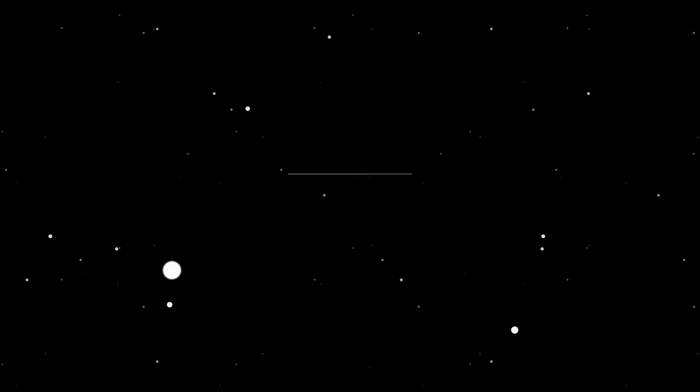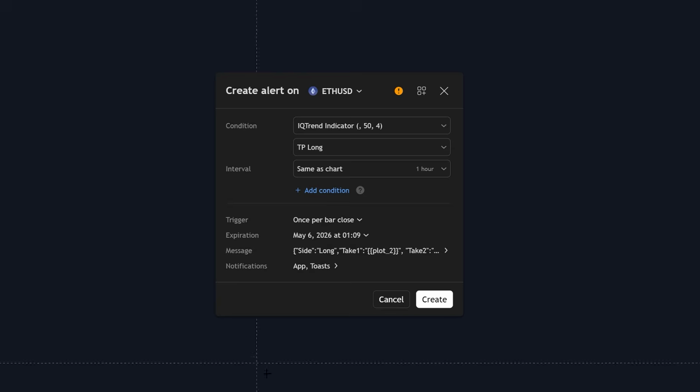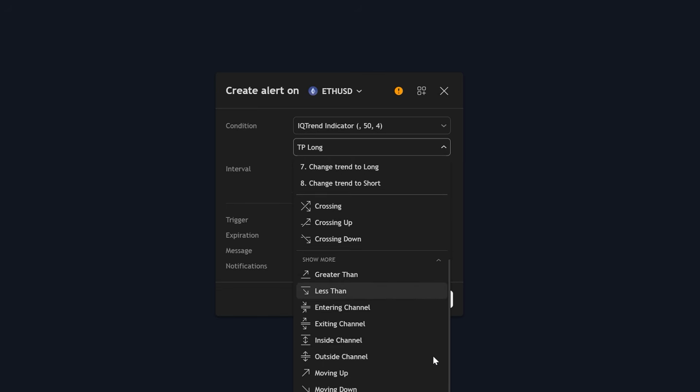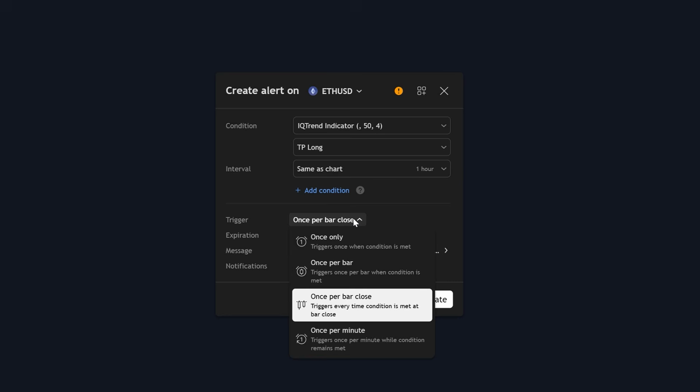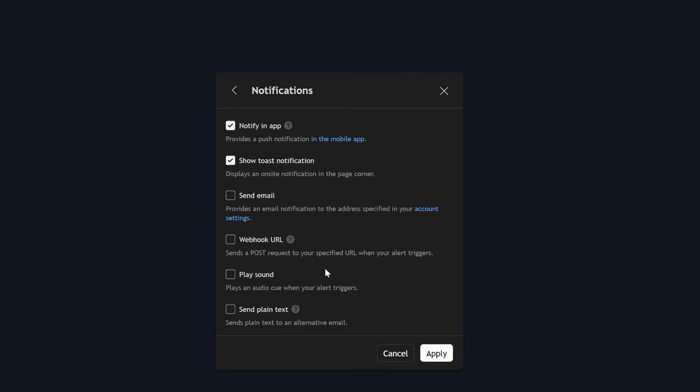Alerts. You can set up notifications for every action the indicator takes. Buy signal, sell signal, whale buying, whale selling, trend change. The key setting: trigger on bar close only. That way you'll only get notified when the signal is already fixed and confirmed, not while the candle is still open and the signal could still shift.